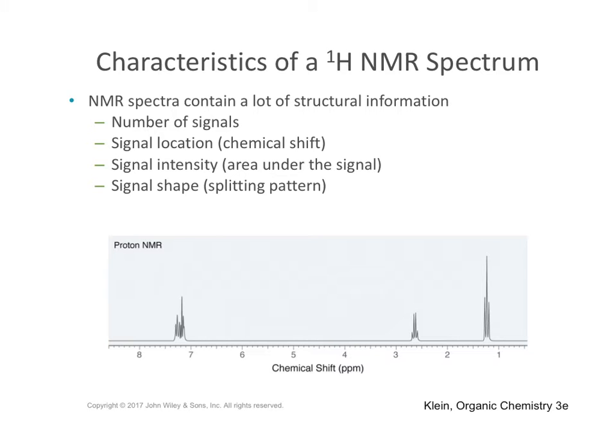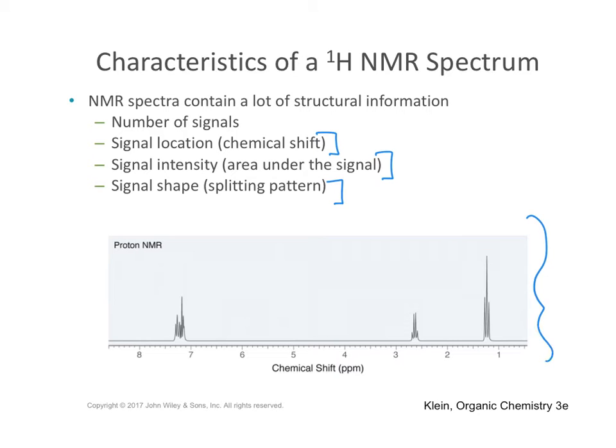Primary focus in this class is to interpret NMR spectra. And NMR spectra contain 4 key pieces of information. 1, the number of signals. 2, the signal location, also called the chemical shift. 3, the signal intensity, also known as the area under the signal or the area under the curve. And 4, the signal shape, which tells us about the splitting pattern.